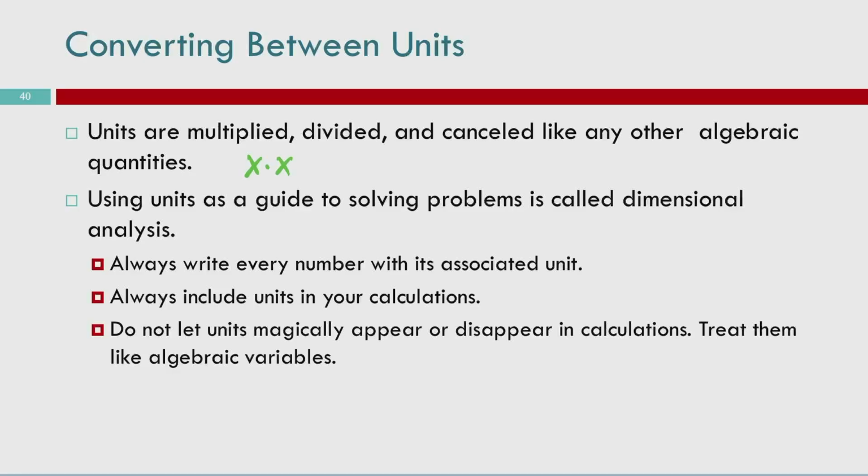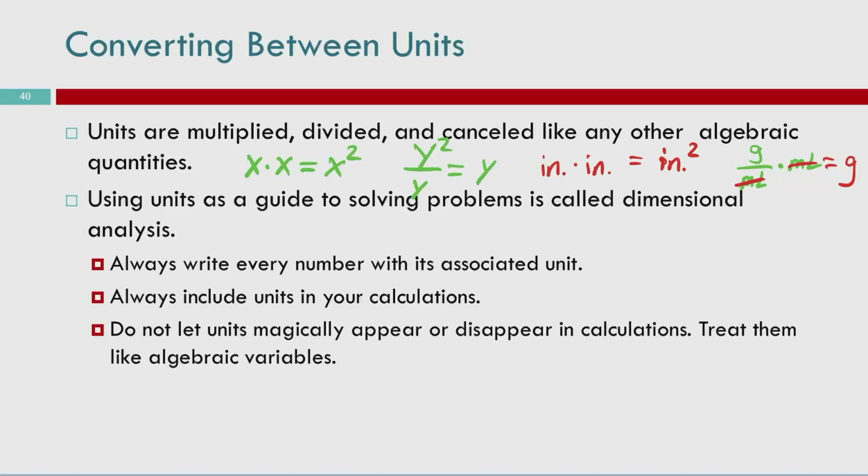So x times x is x squared, y squared divided by y is y. The same things work for inches and other units. Inches times inches is inches squared. If we've got grams per milliliter times milliliters, the milliliters would cancel, and we'd get grams out.